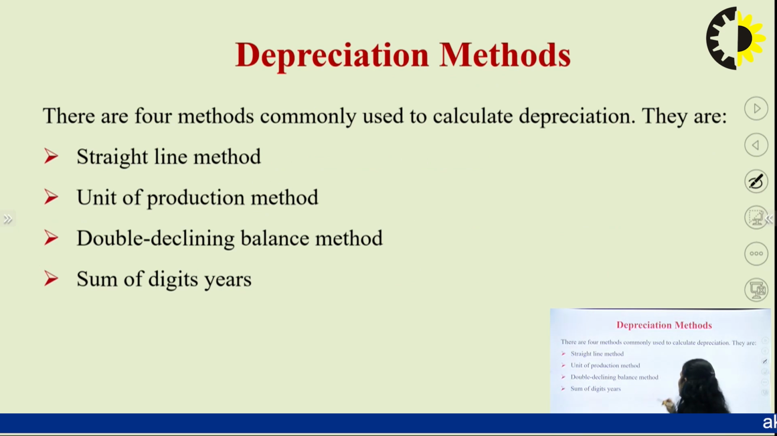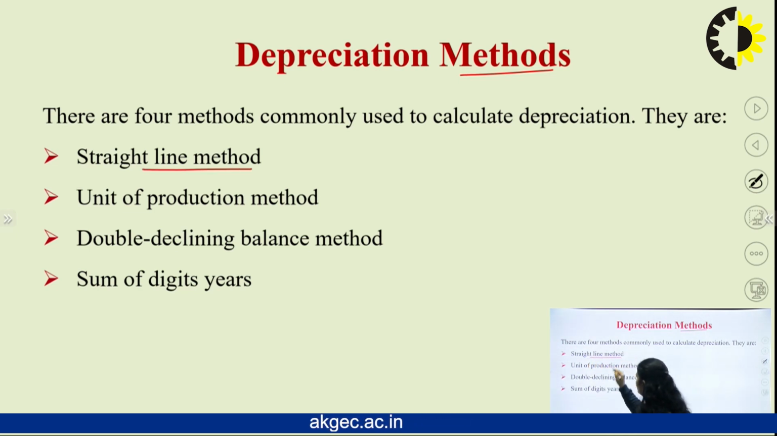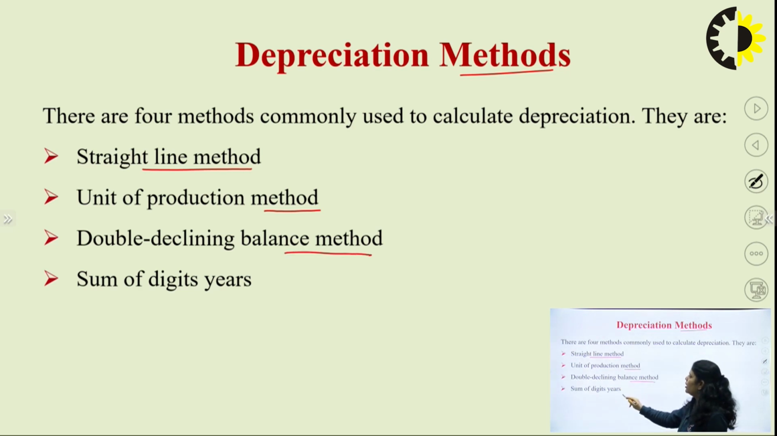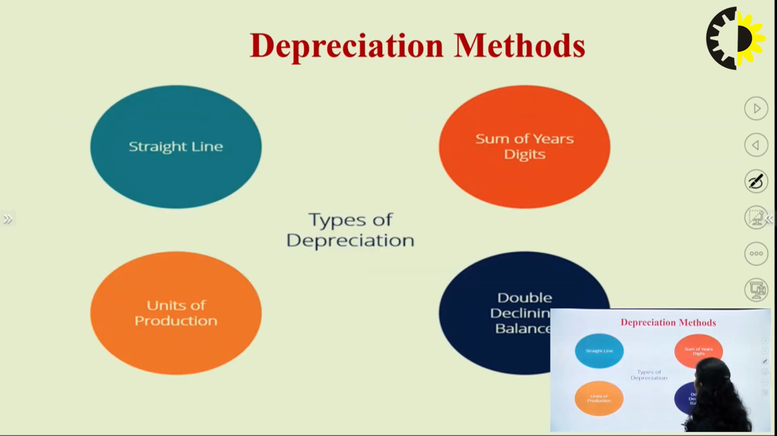Now we come to the depreciation methods. There are different methods with the help of which we can calculate the depreciation value of the equipment or the fixed asset. We will discuss these four methods in detail in today's lecture. The first method is the straight line method. The second one is the unit of production method. Third is the double declining balance method, and the last one is the sum of digit years. So we can see these are the four types of depreciation methods.